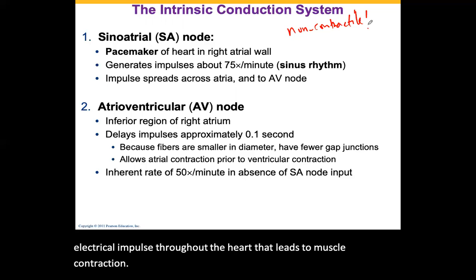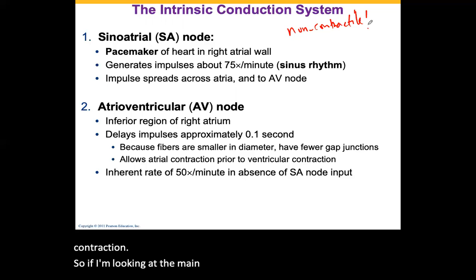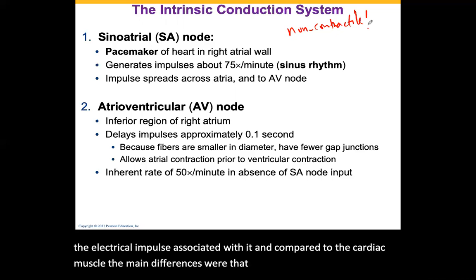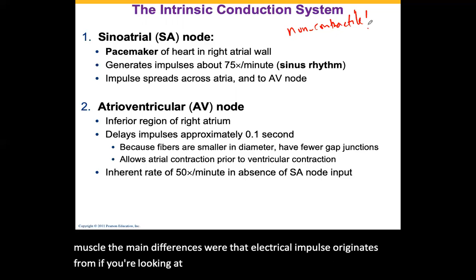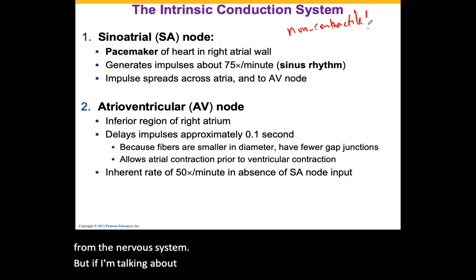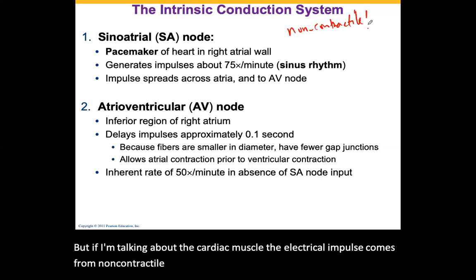If I'm looking at the main difference between skeletal muscle and the electrical impulse associated with it, compared to cardiac muscle, the main difference is where that electrical impulse originates from. In skeletal muscle, the electrical impulse comes from the nervous system. But in cardiac muscle, the electrical impulse comes from non-contractile cells that form what we call the intrinsic conduction system.